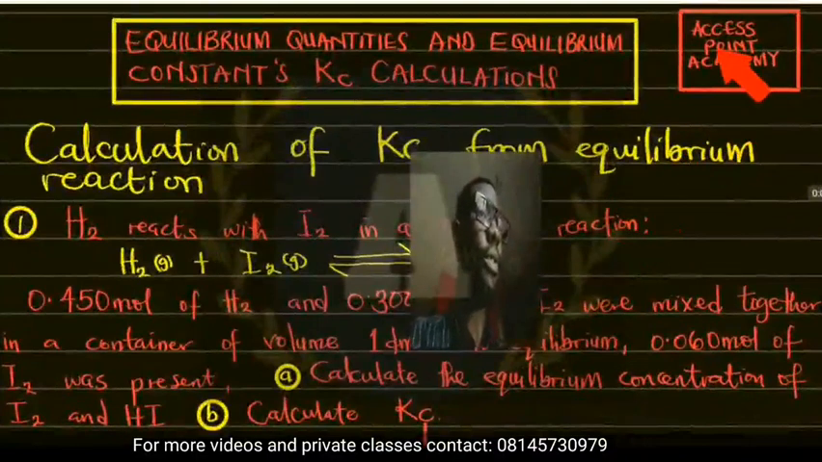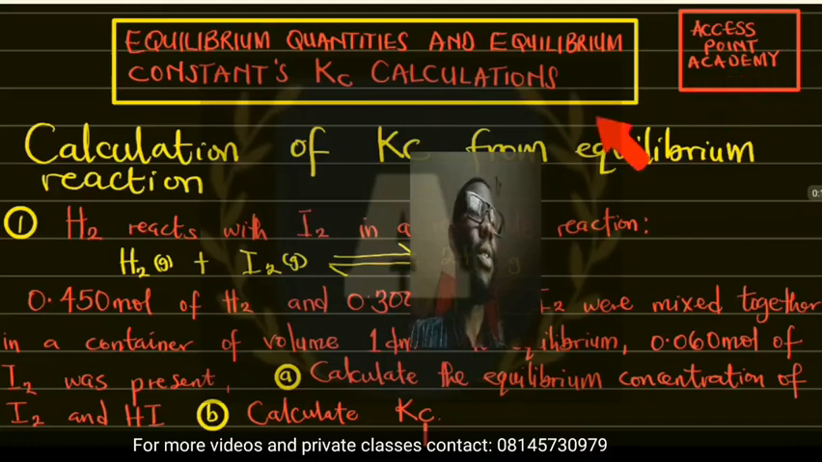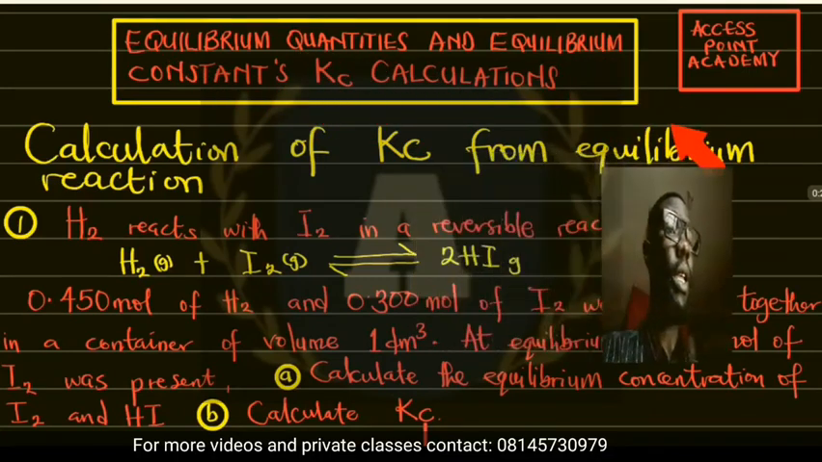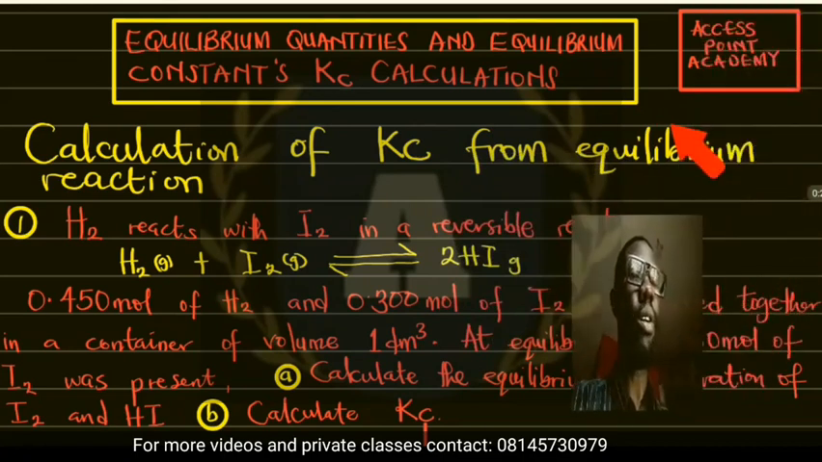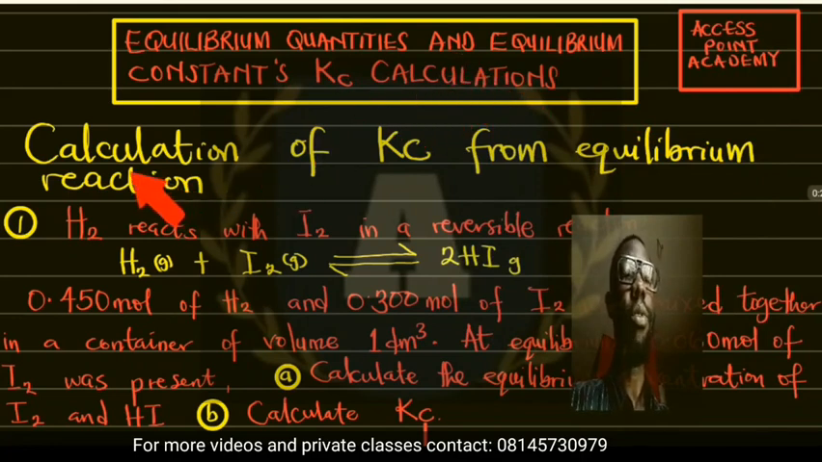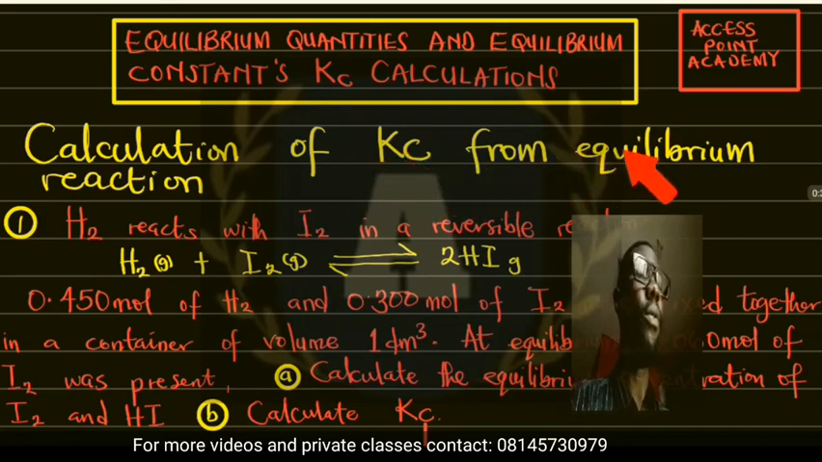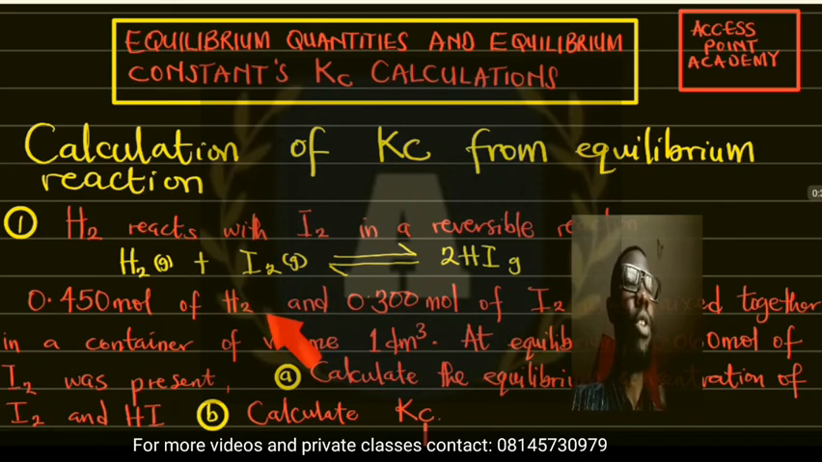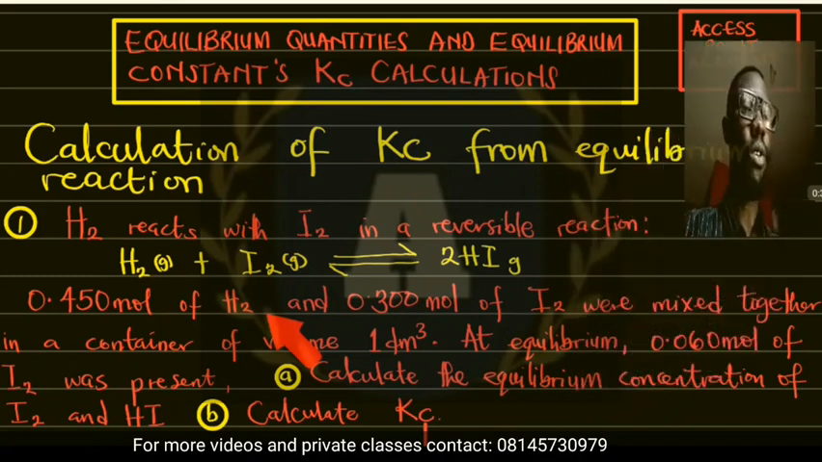Yet again, this is Access Point Academy video lecture series, and in our video today we want to unravel equilibrium quantities and equilibrium constant calculations. That is, calculations that have to do with equilibrium quantities. So we want to learn the calculation of the equilibrium constant, that is the symbol for equilibrium constant, Kc, from an equilibrium reaction.